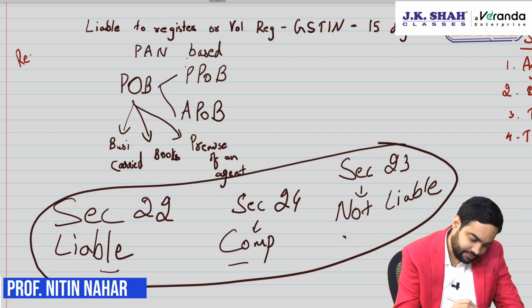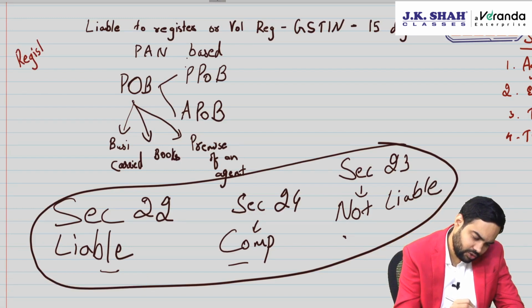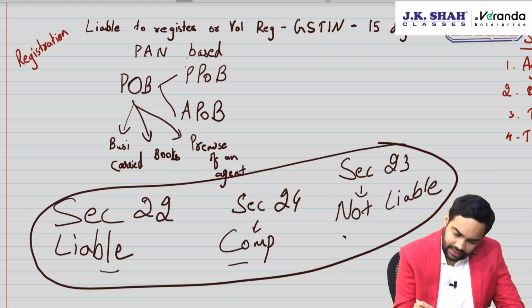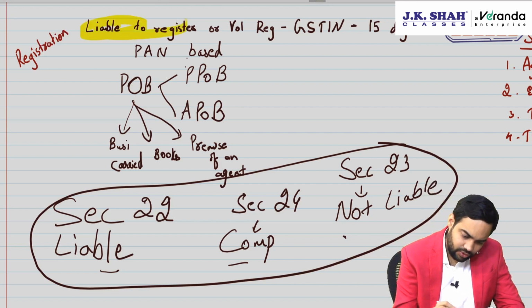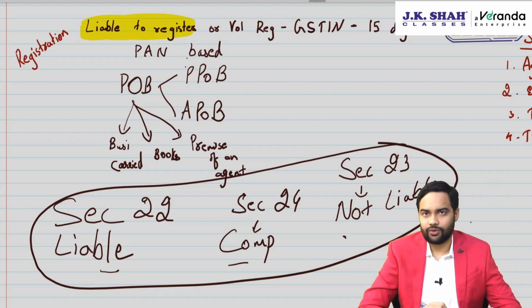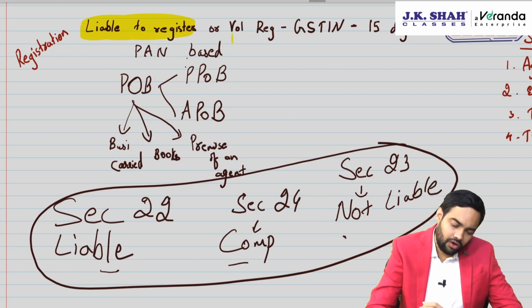Now, the first discussion is about who is required to register. See, any person who is liable to register. How do you get to know whether he is liable to register? We will read section 22 and 23 and 24. That's when we get to know whether a person is liable to register or he can voluntarily take registration.